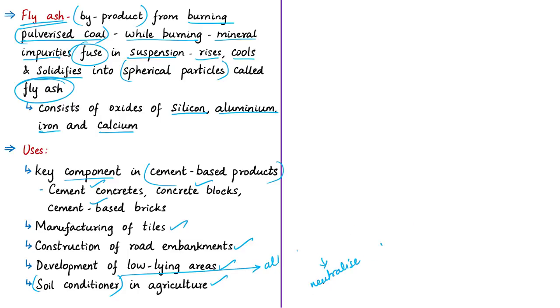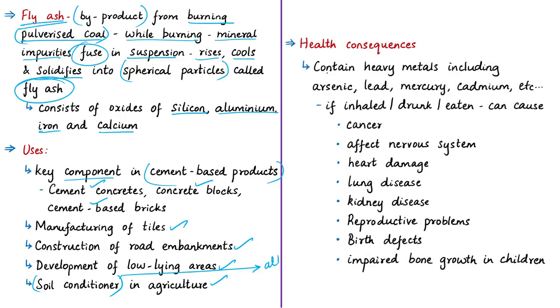But we should also know that there are safety protocols for administering fly ash for various purposes. This is because fly ash contains heavy metals including arsenic, lead, mercury, cadmium and others. Initially, we saw that it contains silicon, aluminium, iron and calcium also. Now, if heavy metals like arsenic are inhaled, drunk or consumed, then these toxicants can cause cancer and can also impact the nervous system. This leads to cognitive deficits, developmental delays and behavioral problems. They can also cause heart damage, lung disease, kidney disease, reproductive problems, birth defects, impaired bone growth in children and other disturbances to human health.